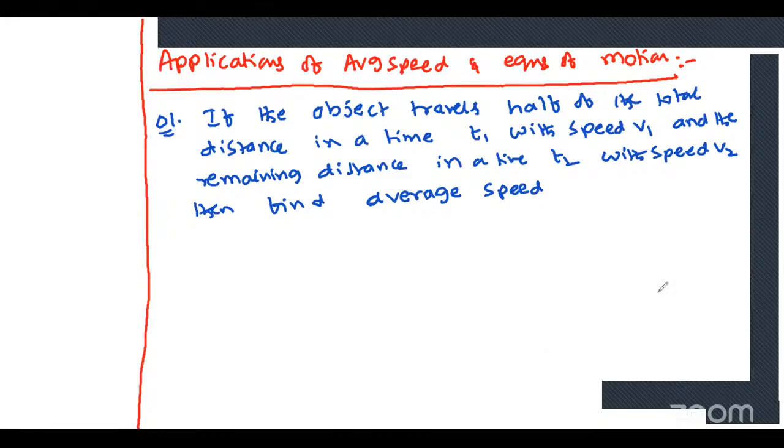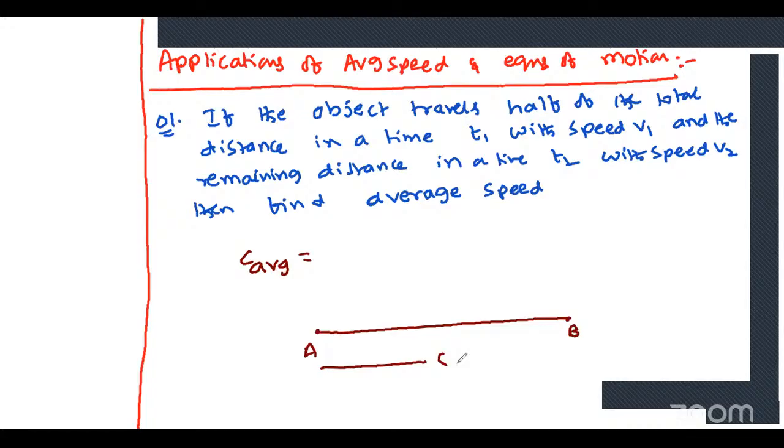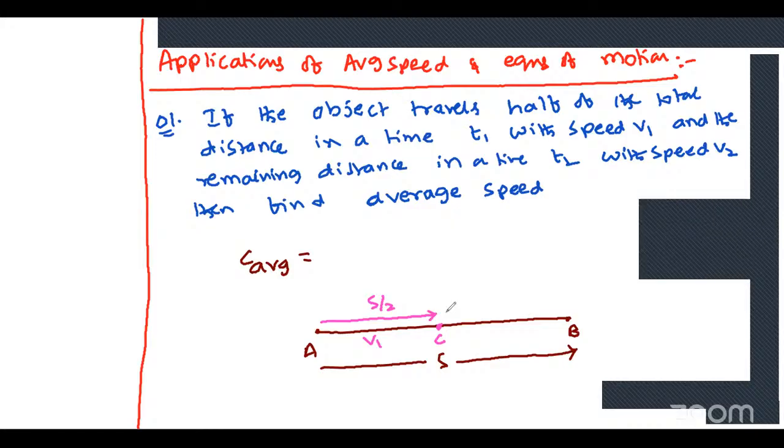So average speed equal to total distance by total time. Suppose A to B is the total distance. Let us consider it as S. We have a point C, which is half of the distance, S by 2. It moves with a speed V1. The remaining distance moves with speed V2.